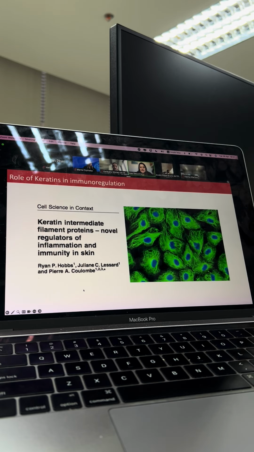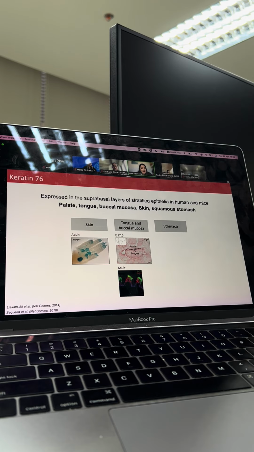So I've been working on keratins throughout my career, particularly working on hair follicle, right? And these are intermediate filaments that initially were thought to be mostly cytoskeleton proteins, but there are more and more studies really highlighting that they actually may be playing a role also in immunity. And I got interested in keratin 76, which is expressed in the skin and in the tongue and buccal mucosa, mostly in the suprabasal layers of the epithelial cells, so the most differentiated layers of the epithelial cells.